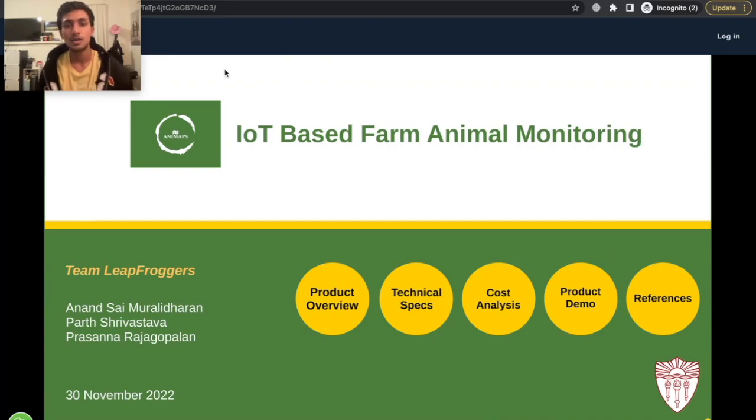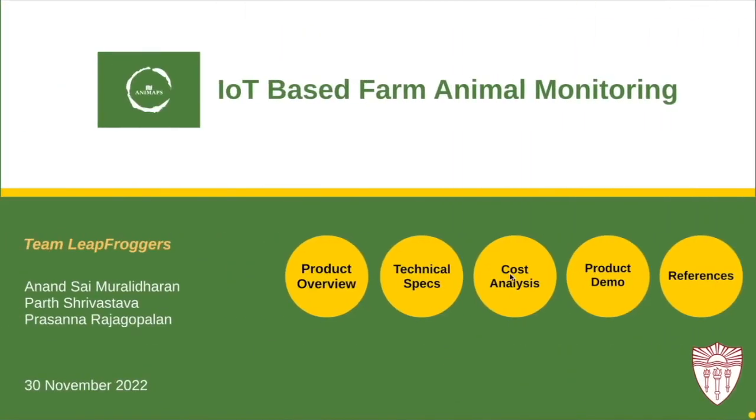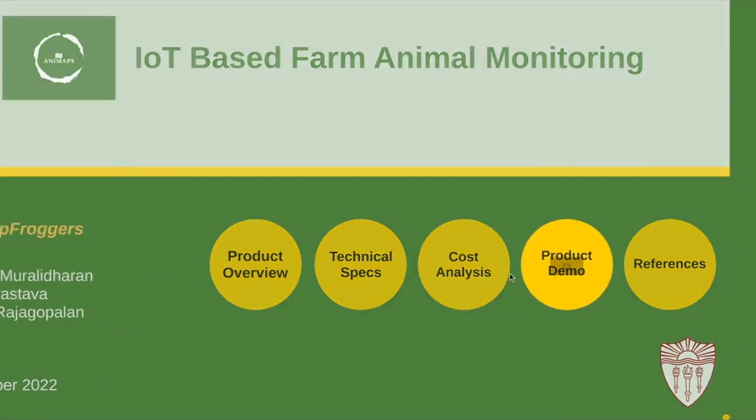Thank you. Now that we have seen how our product works in comparison to our competitors, let's see the product itself. So the first part of the demo shows how the GPS tracker works and how it triggers mail notifications when you walk out of a certain predefined boundary. So here's the first part.